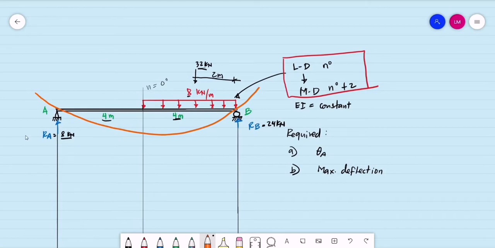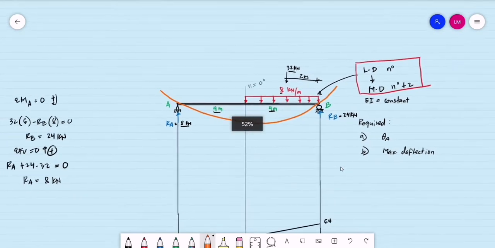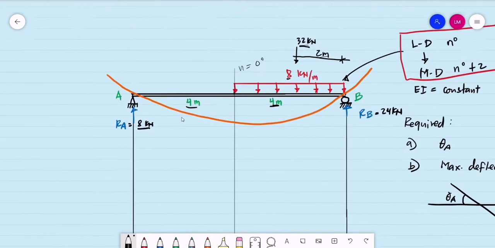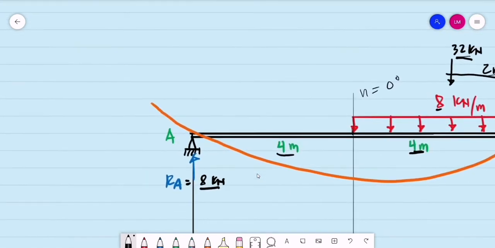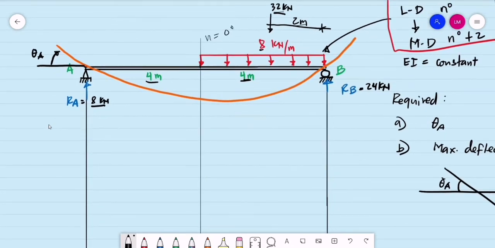Alright, the first requirement is the rotation at A. Take note, if we are measuring rotation at supports, usually our reference is the horizontal. So let's say this is the rotation at A. Initially, for example, if the beam has no load, we assume that the beam will be horizontal. So the rotation of this elastic curve, or the deflected form of the beam, let's say this is theta A. How do we compute that value? We may draw a tangent line at A towards B.